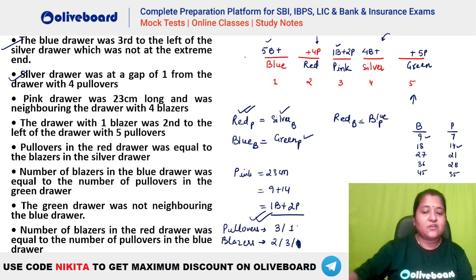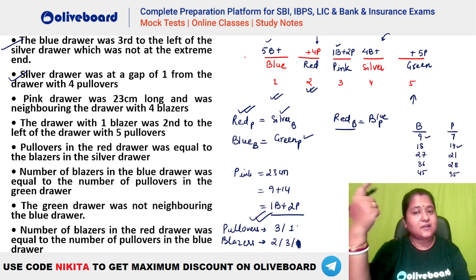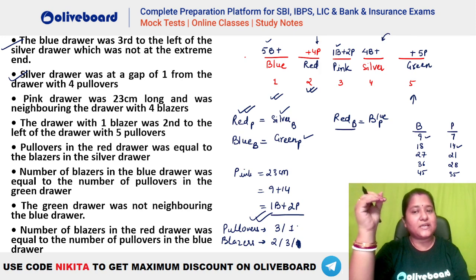Okay, now we know that the red blazers has to be equal to blue pullovers. Now what should be the value here? That means something which can be common between them. That is, the number of blazers in red should be equal to the number of pullovers in blue. Let's say if we take one blazer in red, that is not possible because pink is already having one B. Let's say we take two blazers in red.